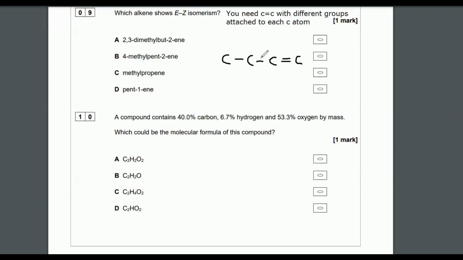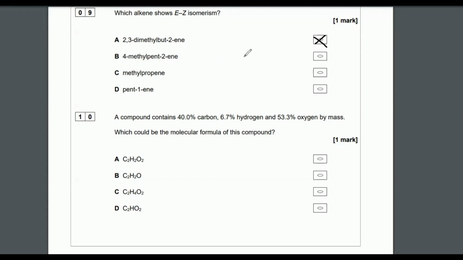So what we're looking at for EZ isomerism, let's try the first one, 2,3-dimethylbutene. Can this have EZ isomerism? So we've got the 2-ene, the double bond on the second carbon. Now we're going to put a methyl on the second and a methyl on the third. Now look, another methyl on the same carbon. So this can't be, and another methyl on the right-hand carbon of the double bond. So they've got identical groups on the carbon atoms. They cannot do EZ isomerism.